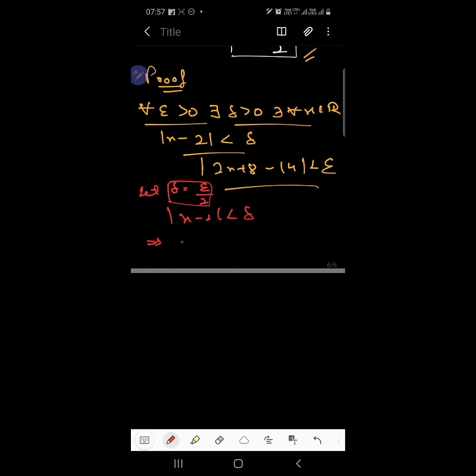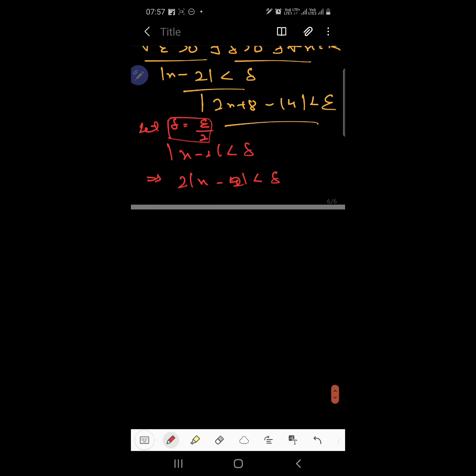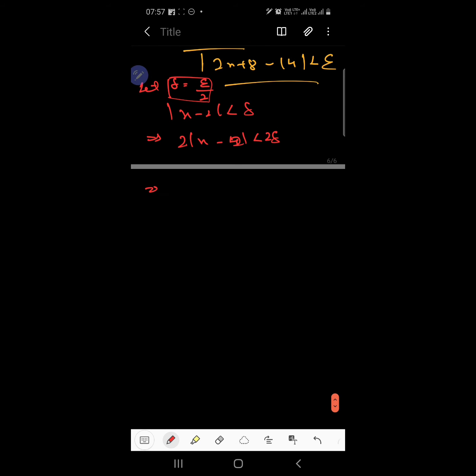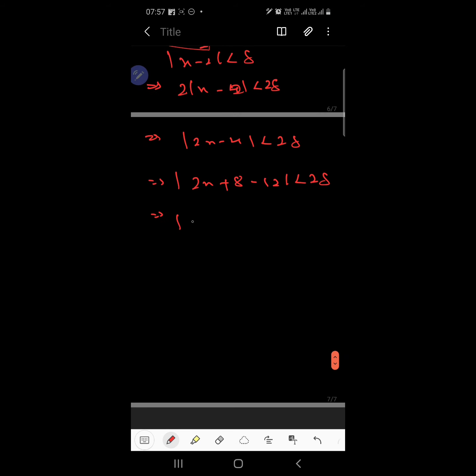That implies 2 times mod of x minus 2 is less than 2 delta. That implies mod of 2x minus 4 is less than 2 delta. That implies mod of 2x minus 8 plus 8 minus 12 is less than 2 delta. That implies mod of f(x) minus L is less than 2 times epsilon over 2. That implies mod of f(x) minus L is less than epsilon.